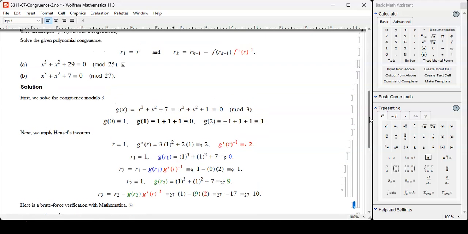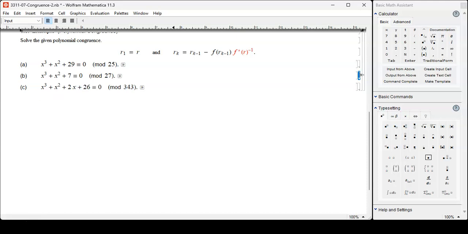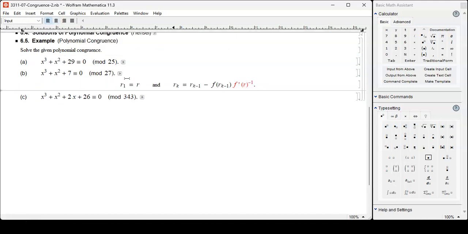So, applying Hensel's theorem twice. No big deal, right? Let's do this one more time. x cubed plus x squared plus 2x plus 26 is congruent to 0 modulo 343. 343 is 7 to the third power.